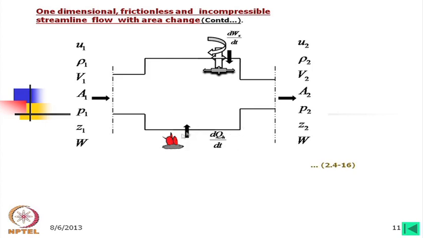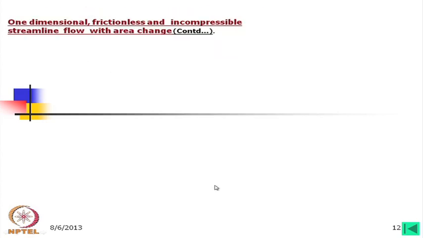Now, why are we considering such things? In fluid power, usually this external work will be there on the fluid, and this heat is automatically generated due to the temperature rise, due to the change in pressure, due to the change in internal energy, which we can consider in this form as well. In some cases, heat is also added from the outside. So, what will be the equation?